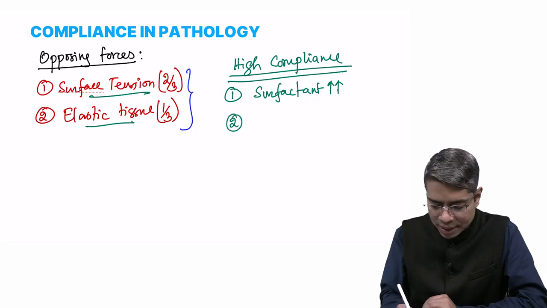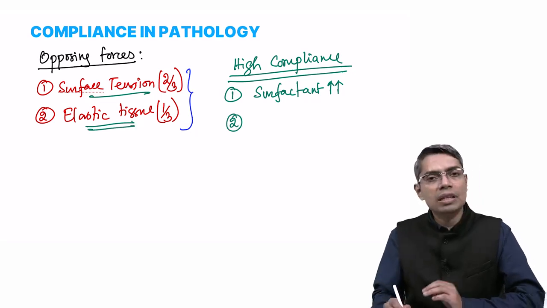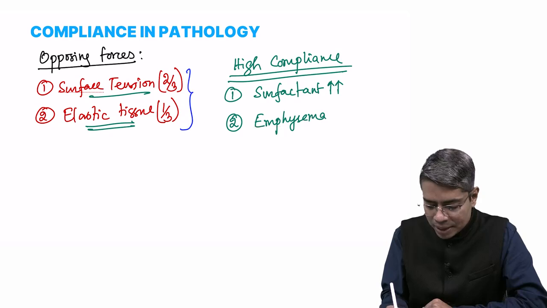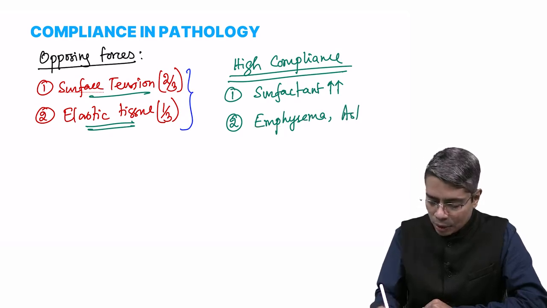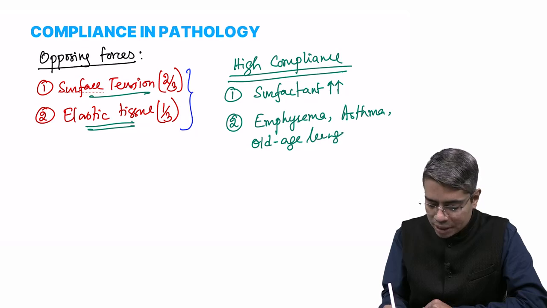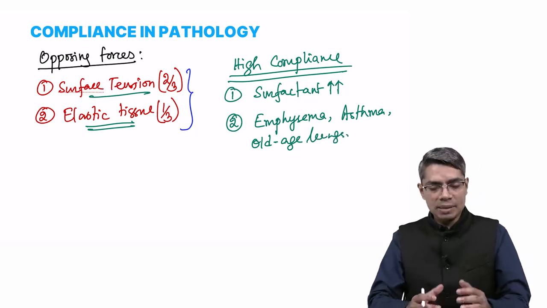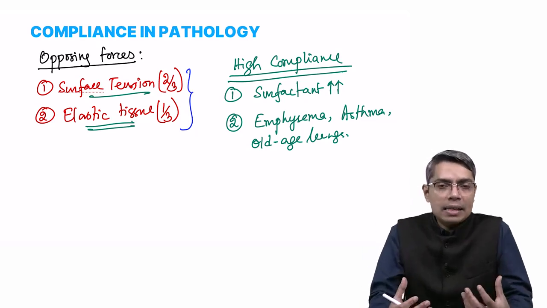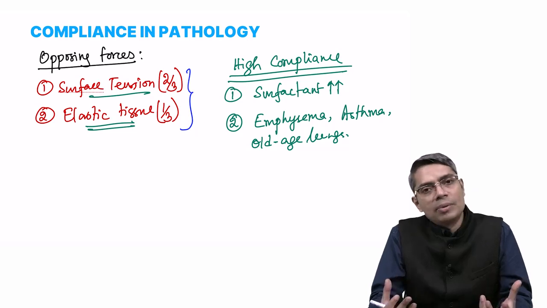And second thing is that if the elastic tissue is destroyed, destruction of the elastic tissue is typically seen in case of emphysema and in case of chronic asthma and in case of old age lungs. Getting my point? So emphysema, some of the alveoli expand more and more, and the expansion is so severe that some of the alveoli get ruptured.